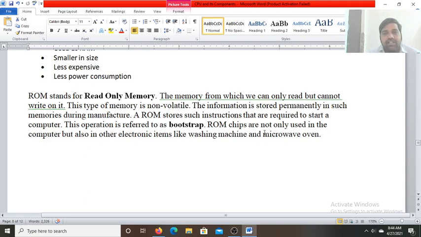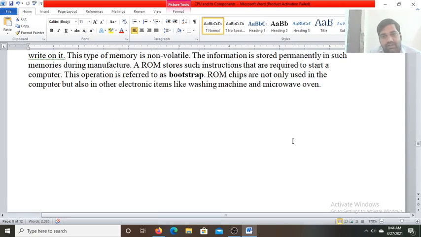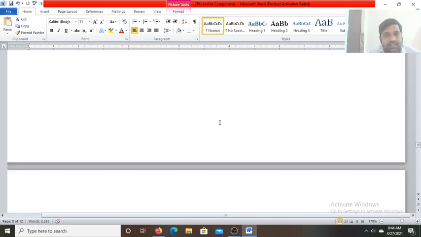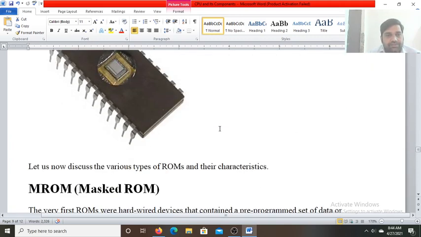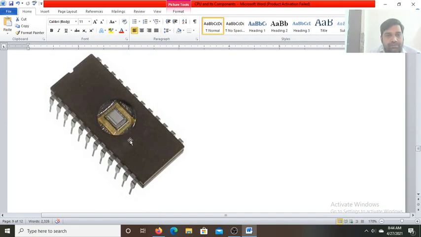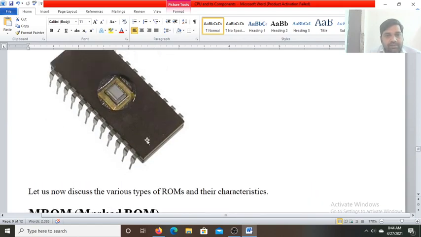ROM chips are used not only in computers but also in other electronic items like the washing machine and microwave oven. These are called microcontrollers, and it is used in them. So this is the ROM, read-only memory.